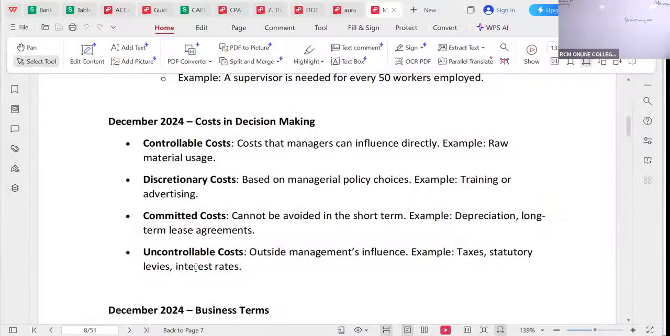Then we have uncontrollable costs. Those are costs which management cannot influence. Example, the government tax. Rent is the very best, isn't it? You can't influence it. If you want to influence rent, then be ready to disappear from someone's house. So those examples are very good. You must keep on giving them in your exams.